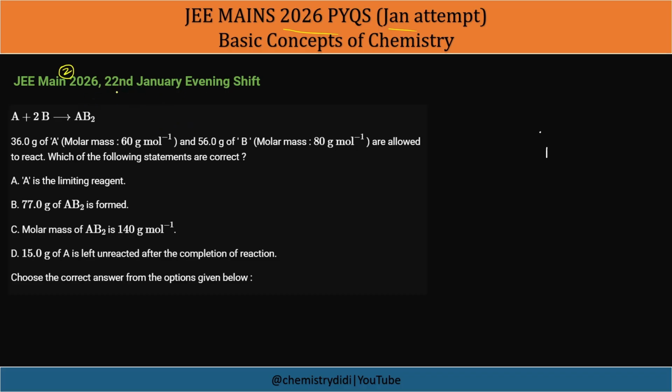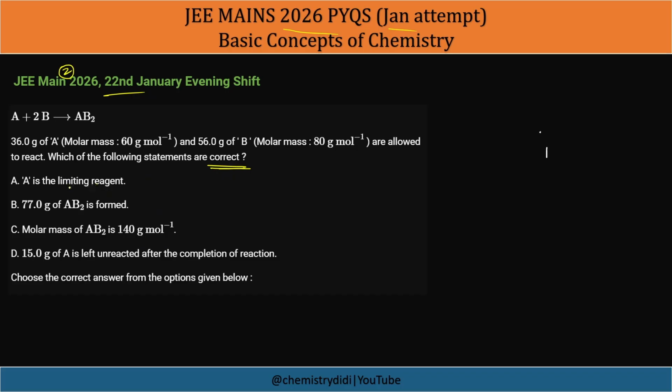So let's read the question first. This came in the 22nd January evening shift. Here they have given this balanced equation, and 36 grams of A, with its molar mass also given, and 56 grams of B, with its molar mass also given, are allowed to react. Which of the following statements are correct? You need to read the question properly, because sometimes they might ask for incorrect statements also, right? Here they were asking about correct statements.